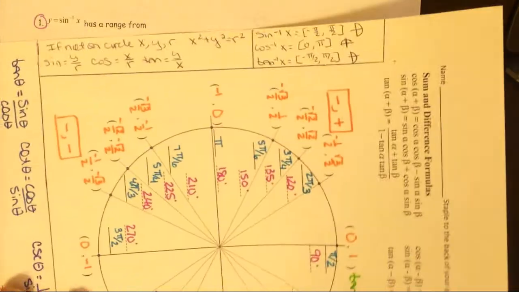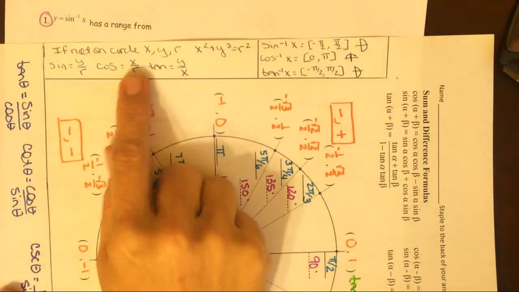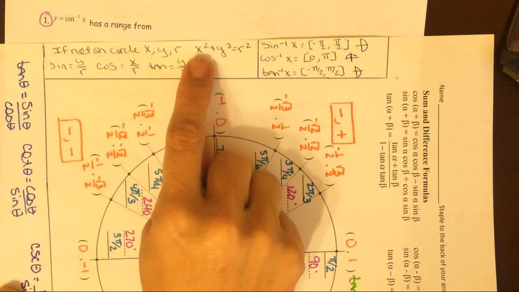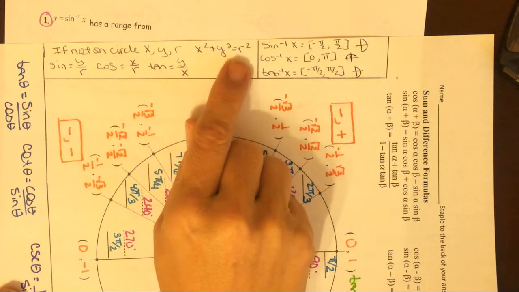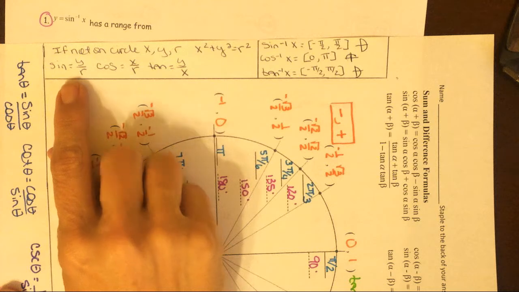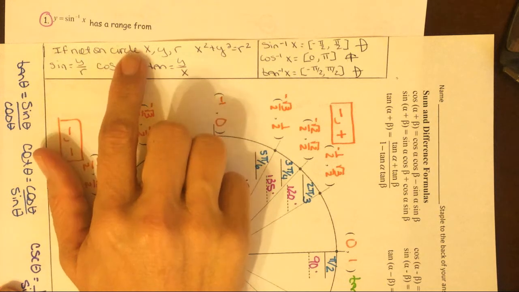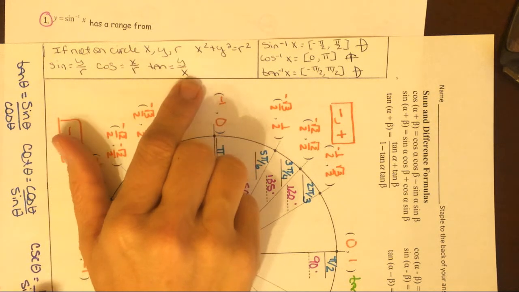Over here on the side of my paper, I reminded myself that if it's not on the unit circle, I'm going to use an x, y, r problem, which means I'm going to do x squared plus y squared equals r squared. I put a reminder that sine is y over r, cosine is x over r, and tangent is y over x.